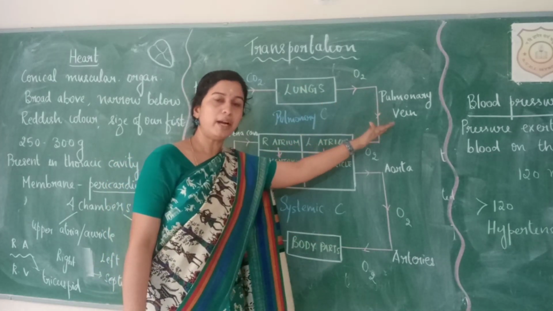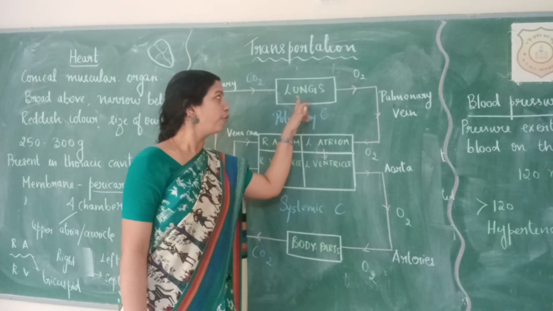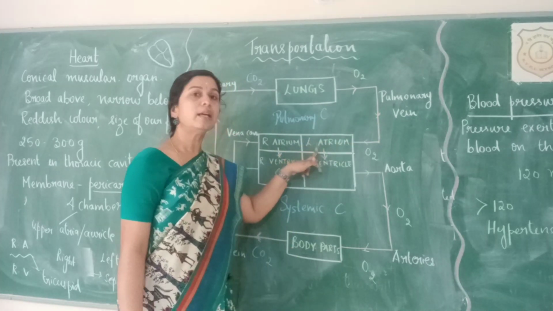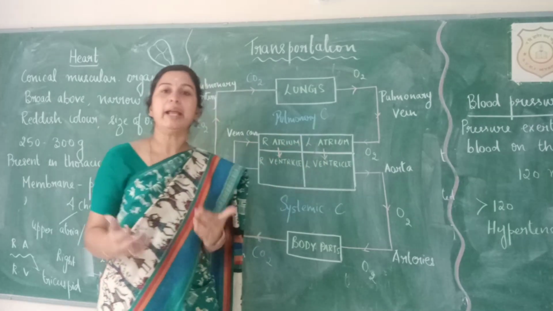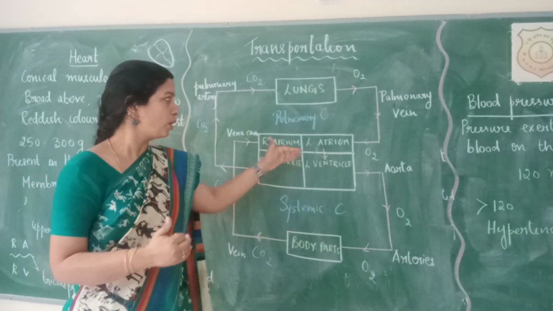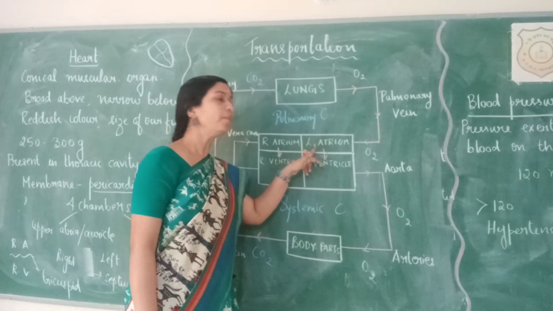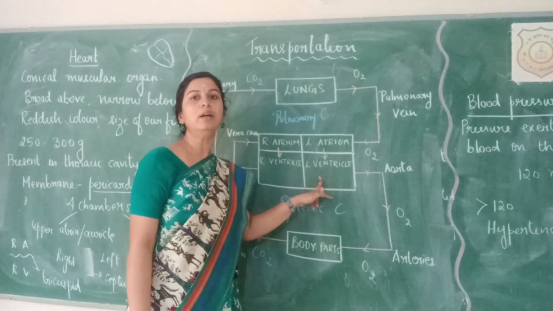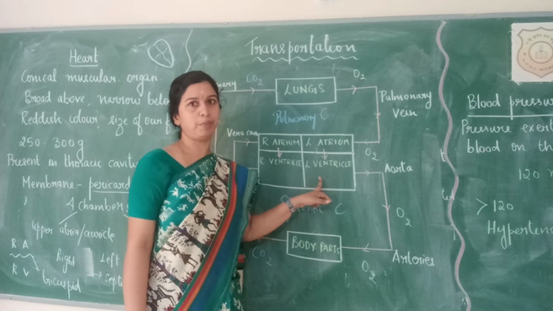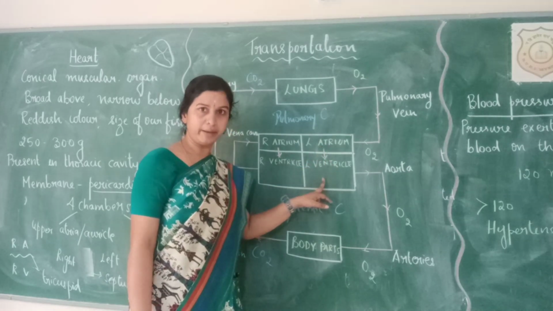So oxygen-rich blood enters the heart through the left atrium. From the lungs to the heart through the pulmonary vein, it enters the left atrium. Whenever blood enters the heart, it always enters the upper chambers. Okay, so here it enters the left atrium. Now again, this oxygen-rich blood from the atrium is pushed into the left ventricle. Through which valve? Yes, the bicuspid valve. So oxygen-rich blood moves from the atrium to the ventricle.